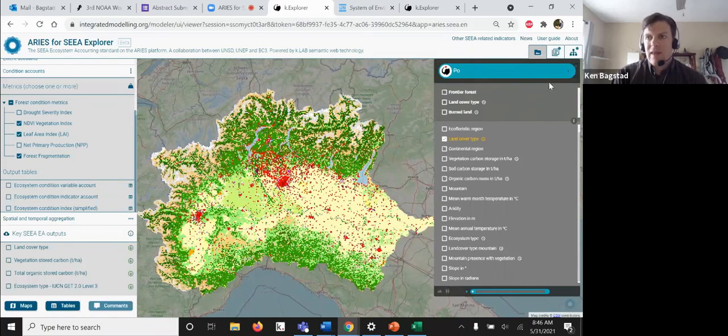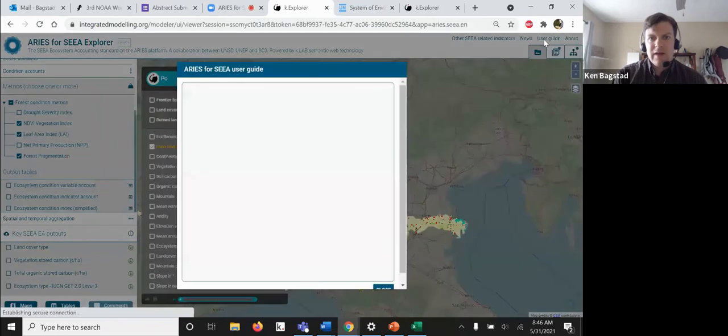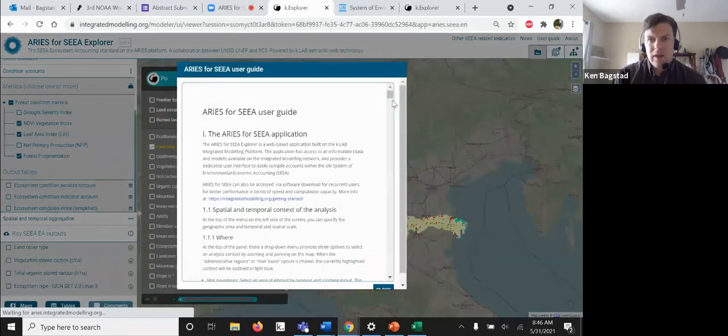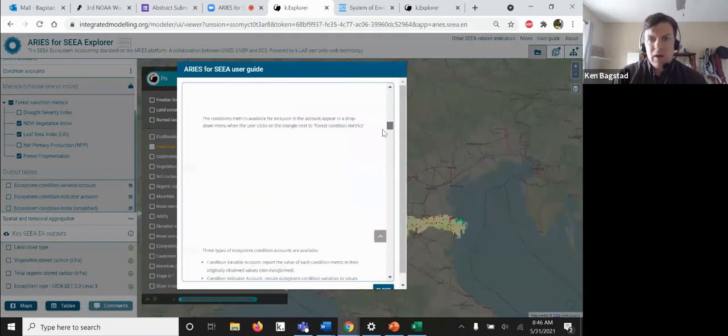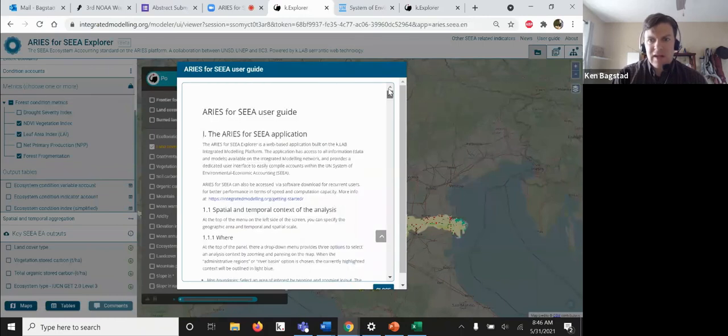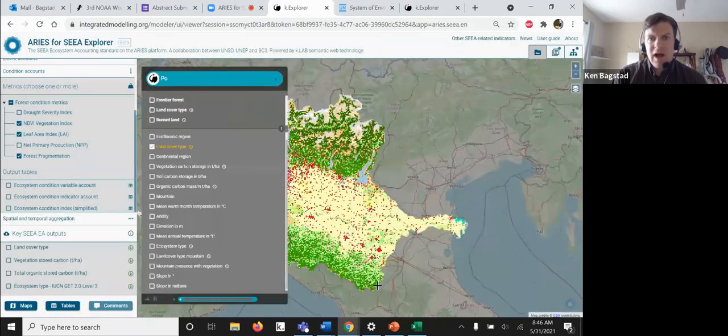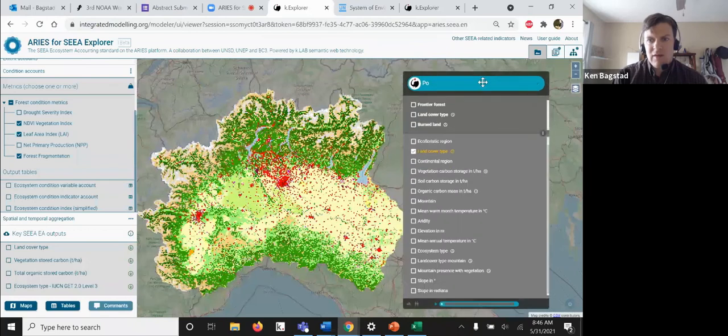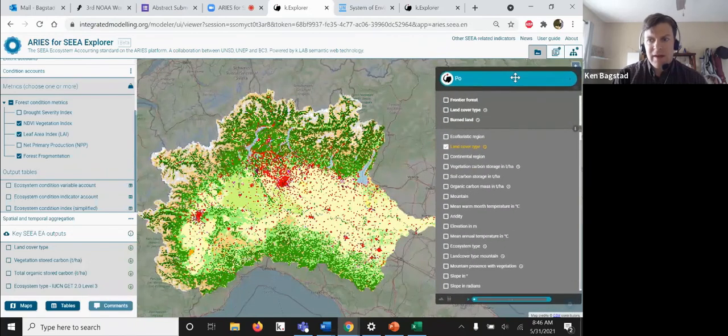So again, the user guide is a great place to start. There's a lot of material here, and we think this has been pretty well written and complete, and should be a good way to get you started. But we're continuing to work on training materials to make this as easy to access for as many people as possible.